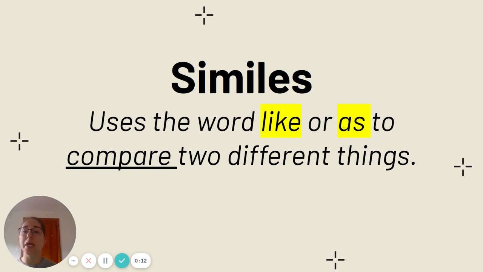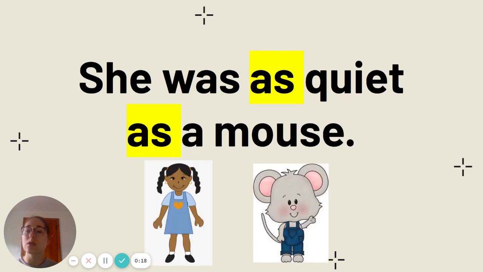So similes use the word like or as to compare two different things. Let's look at an example. She was as quiet as a mouse. Our sentence is comparing she, which is a girl, to a mouse, right? Those are two different things. And it uses the word as to compare them.